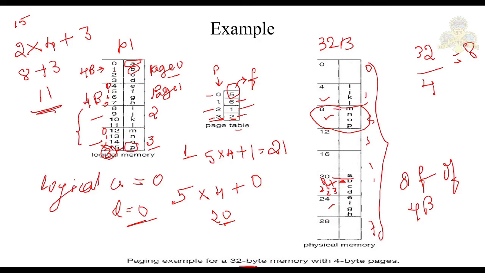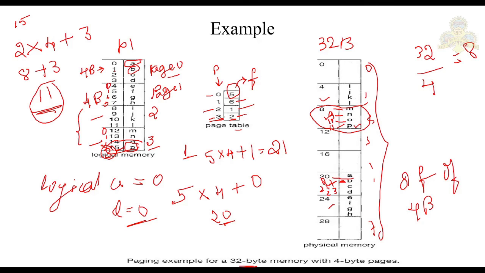So M is present in the 8th location, N is present in the 9th location, O is present in the 10th location, and P is present in the 11th location, which is correct, right? So for the logical address 15, the physical address 11 is obtained, and in that 11th location our instruction P is present, right? And now the CPU can execute this particular instruction. Fine. So this is an example.